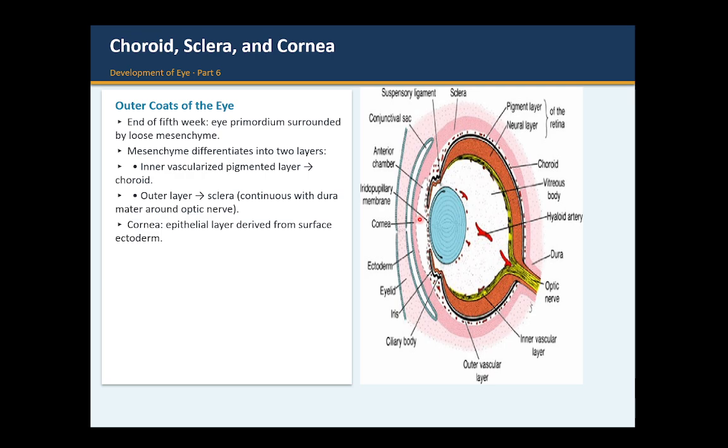And the cornea is coming from the surface ectoderm. So what is left? You have also made the lens from the lens placode, which has come from the surface ectoderm. So behind the lens, what is there? Vitreous humor. So how is the vitreous going to come?